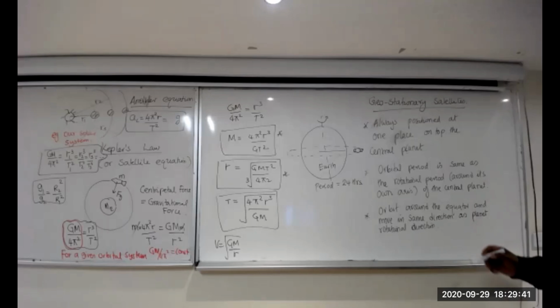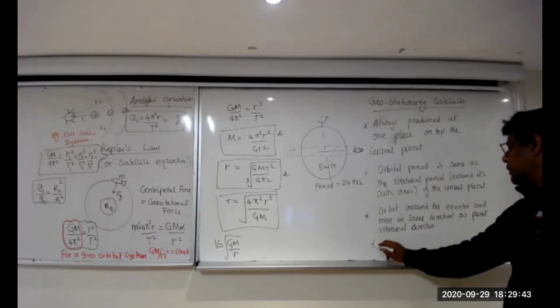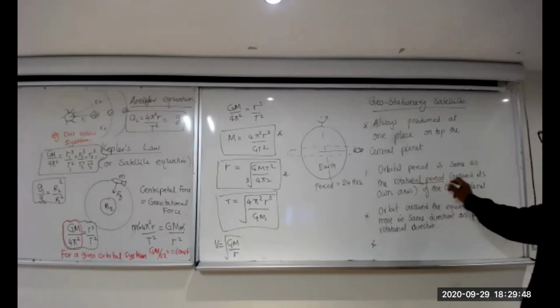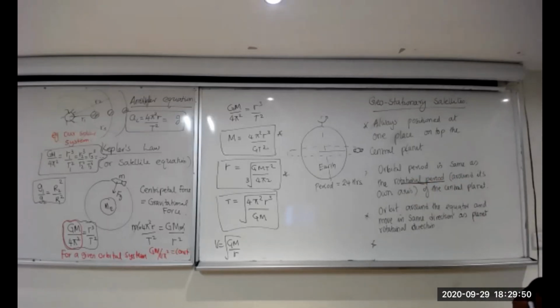The period is 24 hours. I didn't say that. So period should be. Oh yeah. Oh yeah, I did. One axis. Okay.